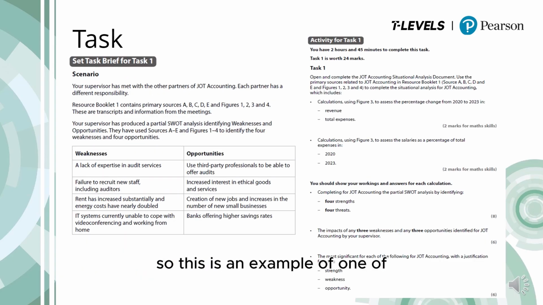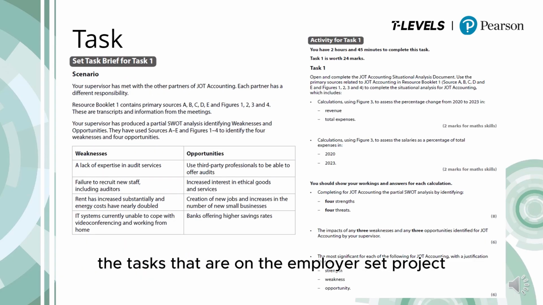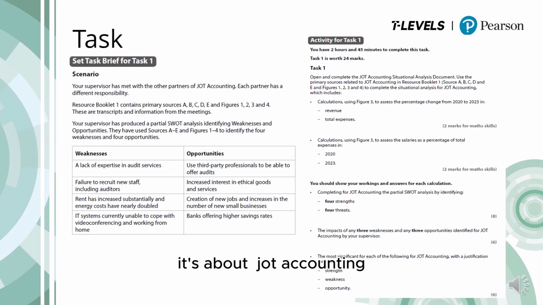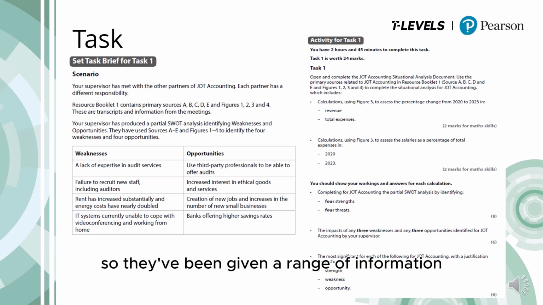So this is an example of one of the tasks that are on the Employer Set Project for accounting. So students are given a scenario. Here it's about JOT accounting. It gives them some information. They're also given some strengths, opportunities, and some weaknesses. So they've been given a range of information, and then they are given the time to complete those tasks.